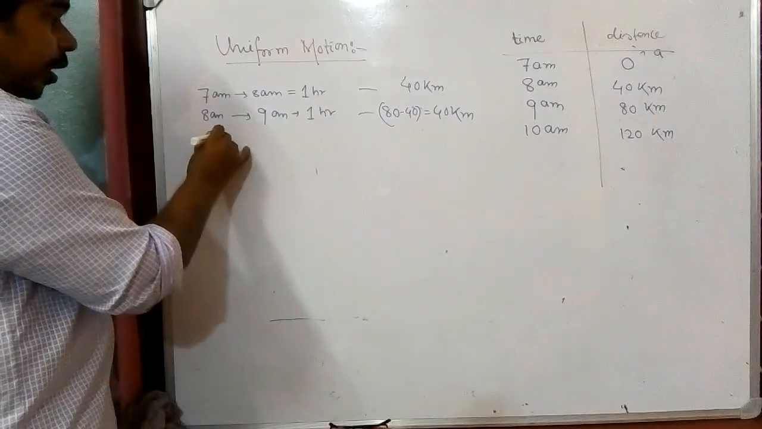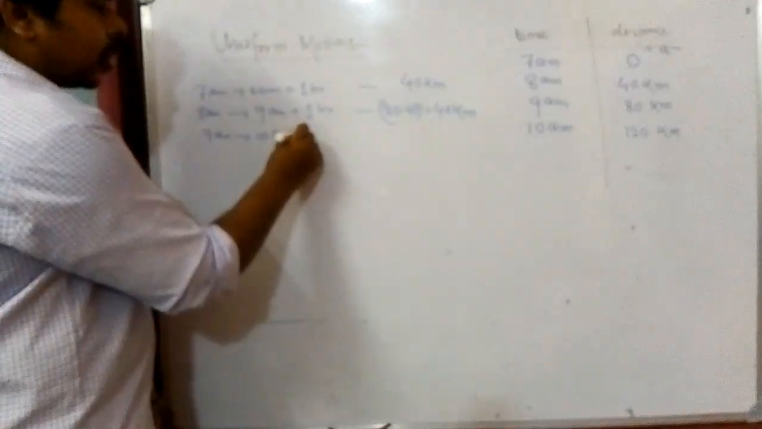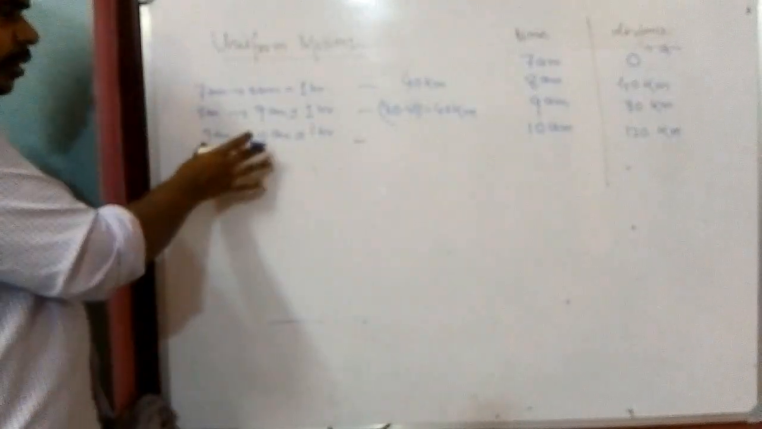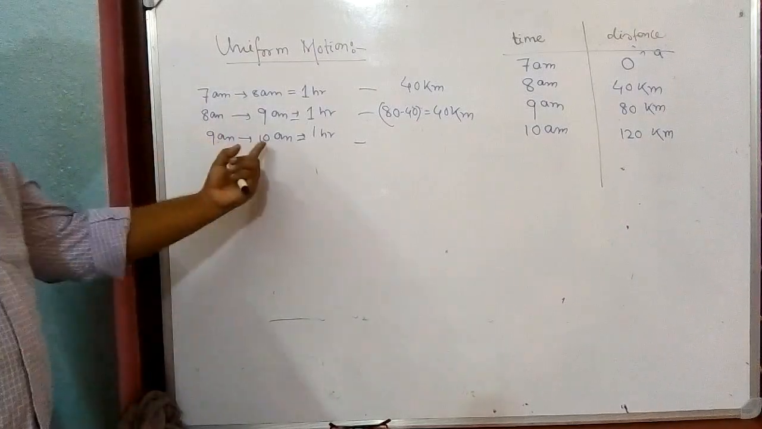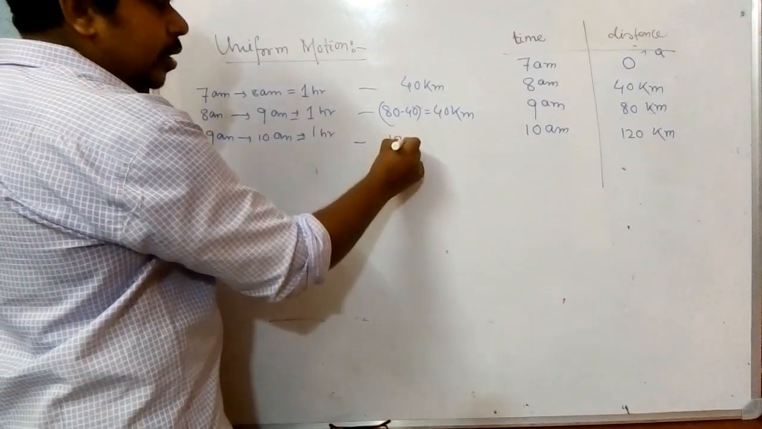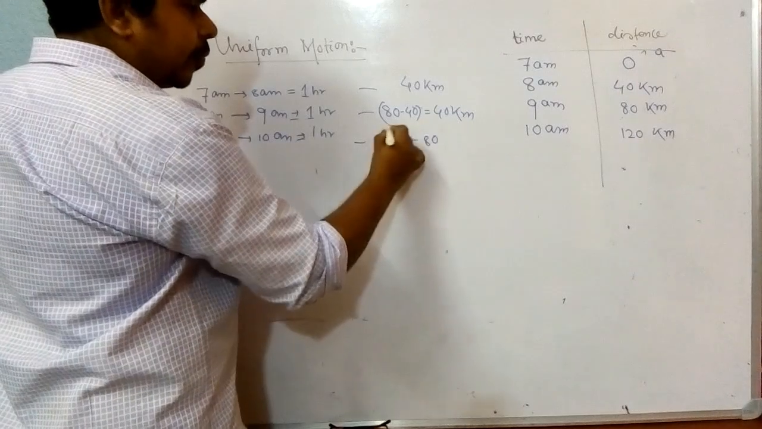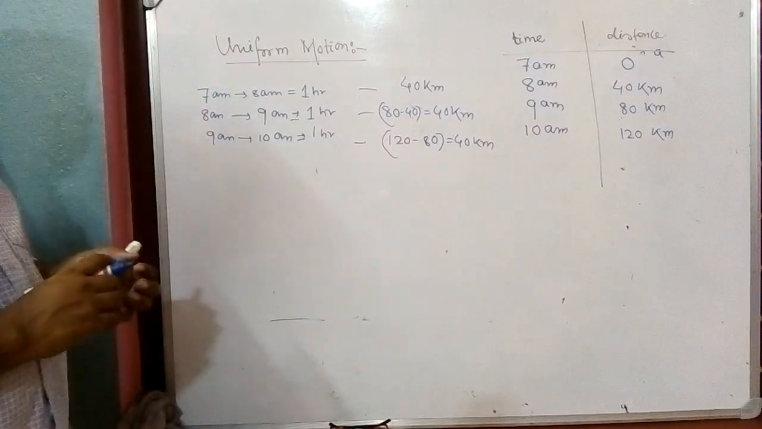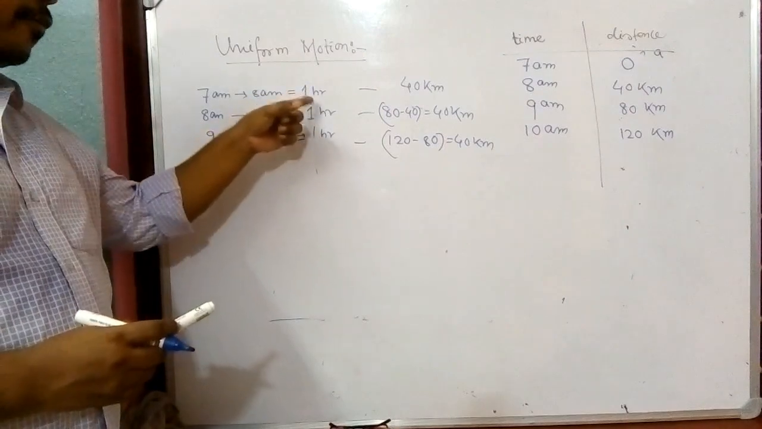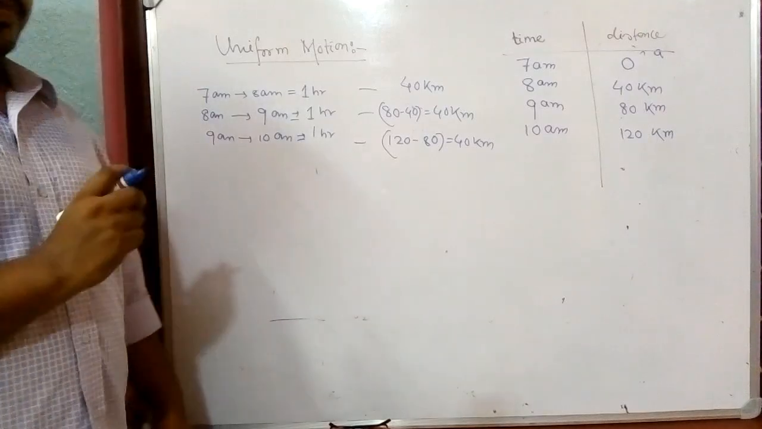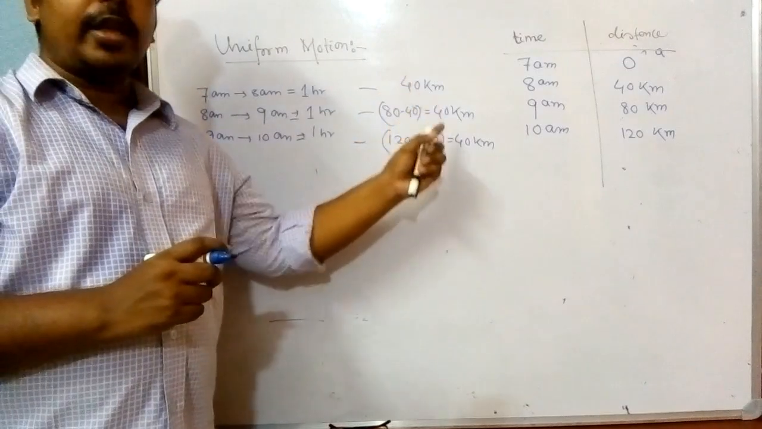Okay. Next, 9 a.m. to 10 a.m. What is the time interval? You will say, sir, it is 1 hour. How much distance is covered in this time interval? At 9 a.m., the body had already covered 80 kilometers. At 10 a.m., the body has covered 120 kilometers. So in this time period, the body has covered 120 minus 80, so sir, it is again 40 kilometers. Okay. Now we see that every 1 hour, the body covers an equal distance of 40 kilometers each.